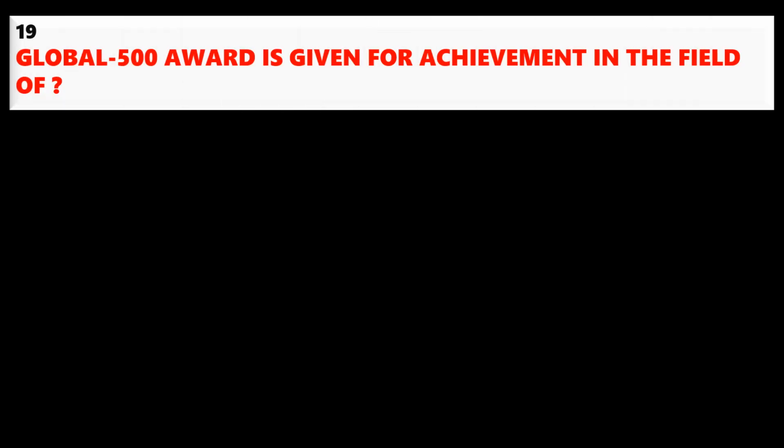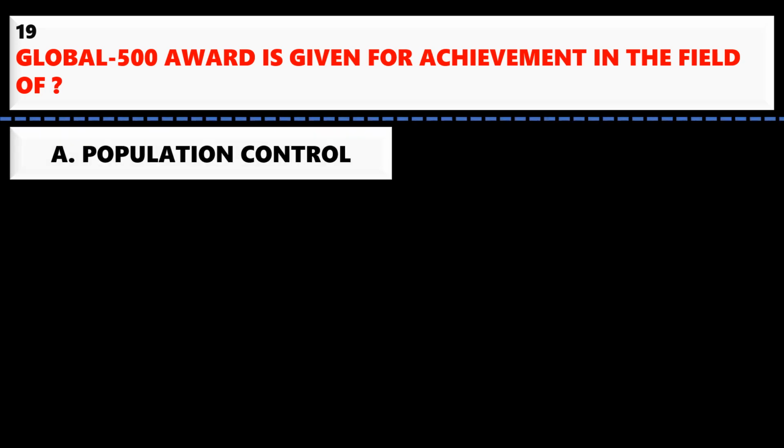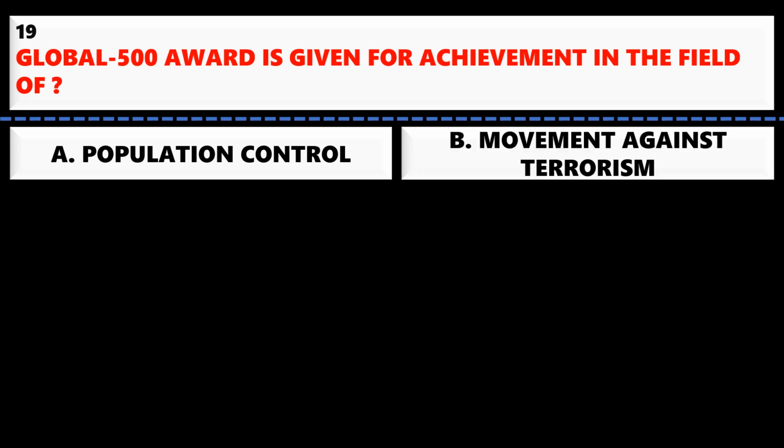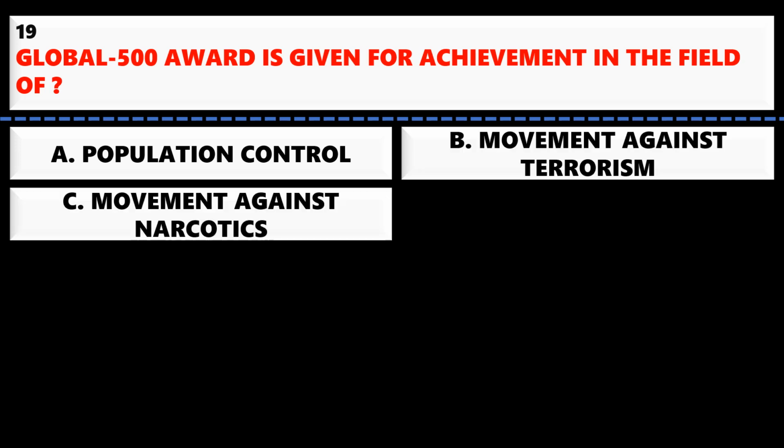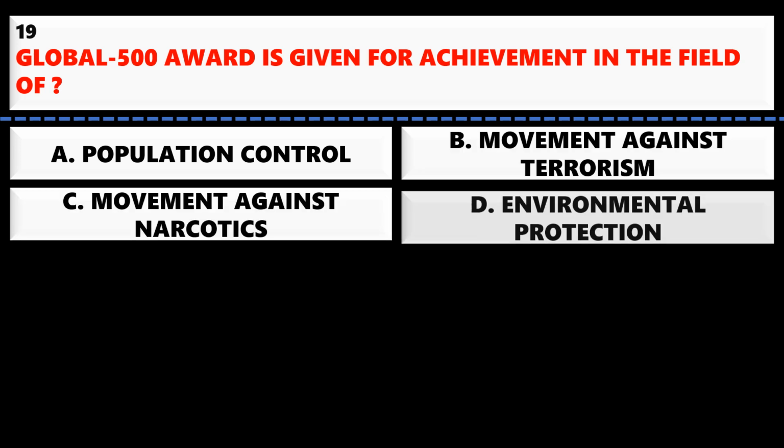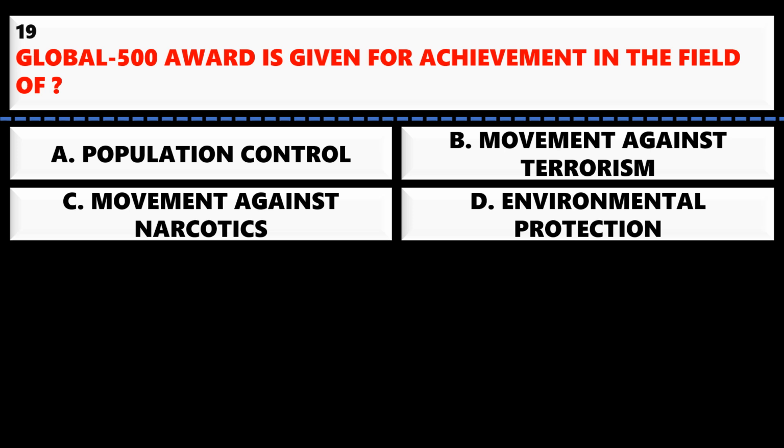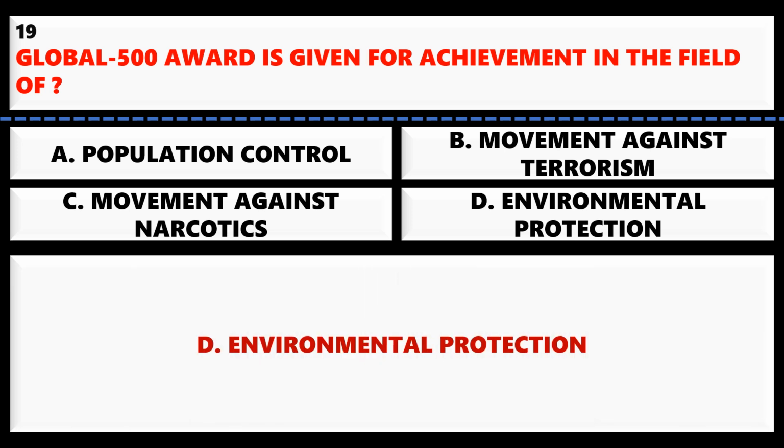Question number 19. Global 500 Award is given for achievement in the field of, and the options are population control, movement against terrorism, movement against narcotics, and the last option is environmental protection. And the right answer is it is given in the field of environmental protection.